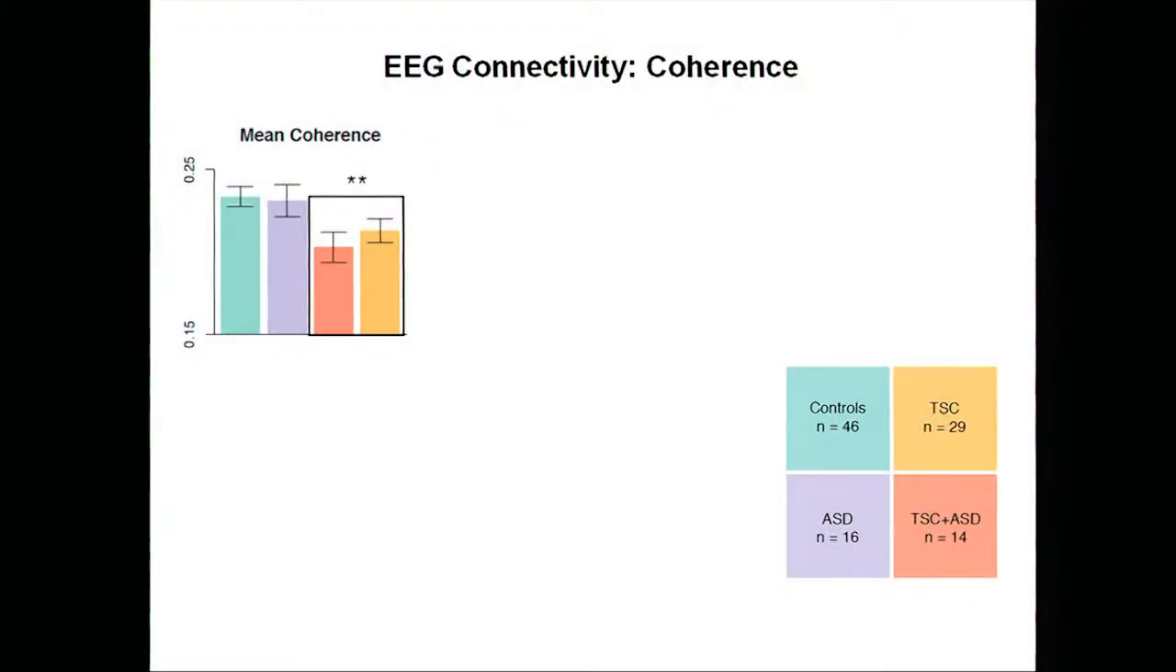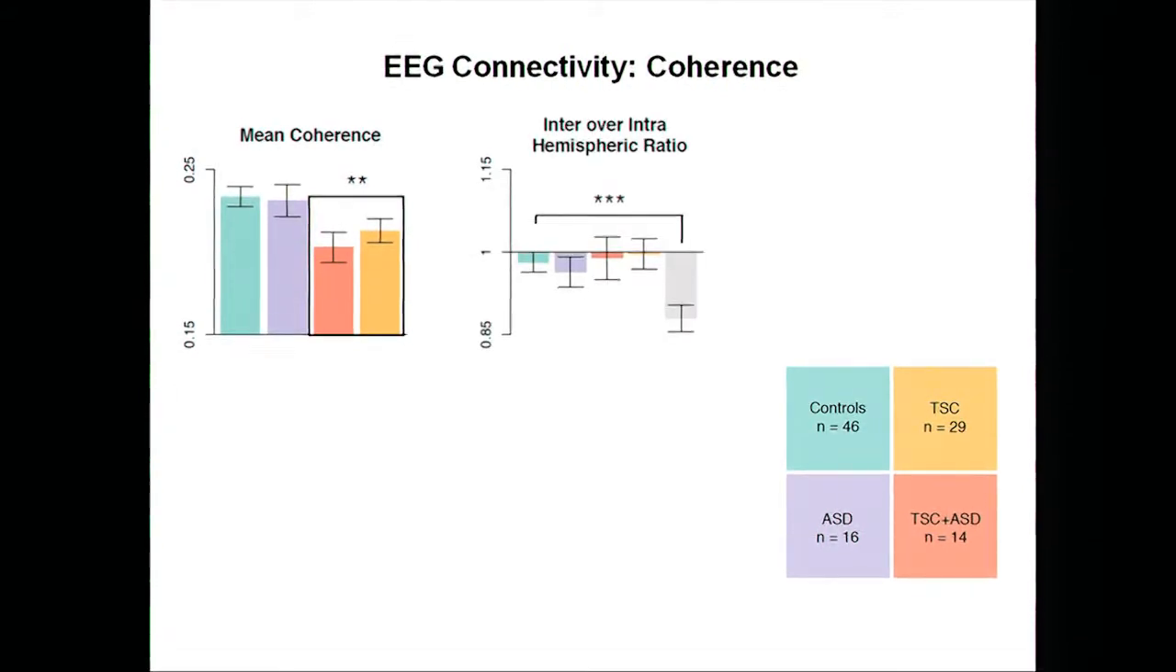So when we do the math on that, we can see that the tuberous sclerosis patients here grouped in red and in orange have a decreased mean coherence. So that's overall any possible connection. When we look at the connections between the hemispheres and compare them to the connections within the hemispheres, we can see that there is no group that stands out.